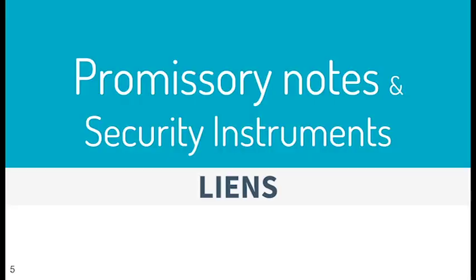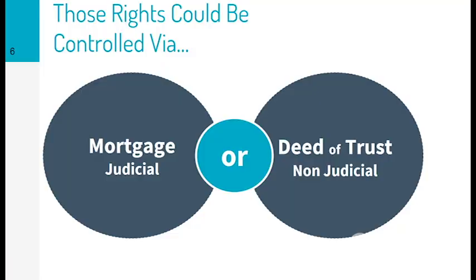Do remember though, that a promissory note and a security instrument, when properly recorded, perfected, and executed, create a lien against the property. And that lien is what allows the foreclosure to happen. But there are essentially 2 different types of security instruments used in the United States. And that's either going to be a mortgage or a deed of trust.